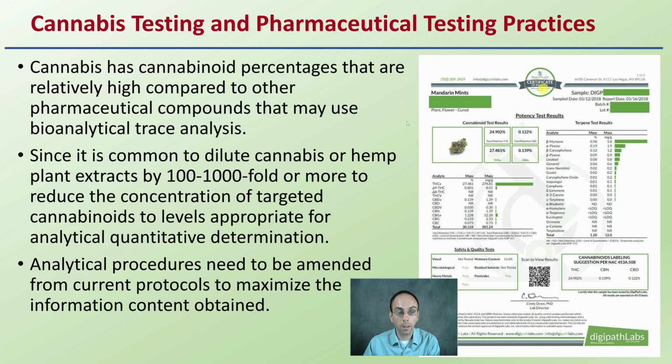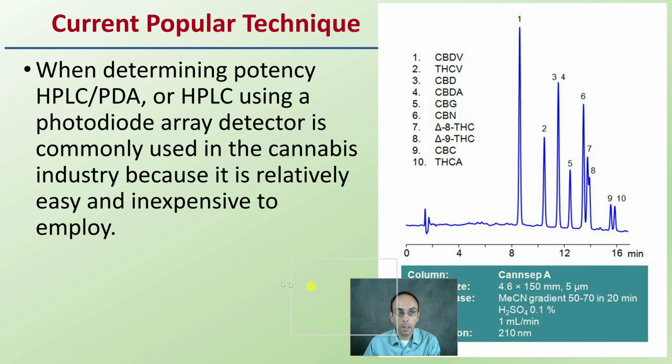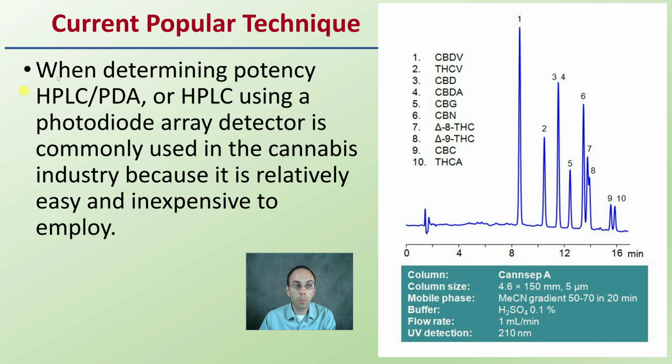These analytical procedures need to be amended from current protocols to maximize the information content that is obtained to ensure the information you're getting as a consumer is accurate and representative of the actual plant material. Now, current popular technique when determining potency is HPLC, high pressure liquid chromatography. Using a photodiode array detector is commonly used in the cannabis industry because it's relatively easy and inexpensive to employ.